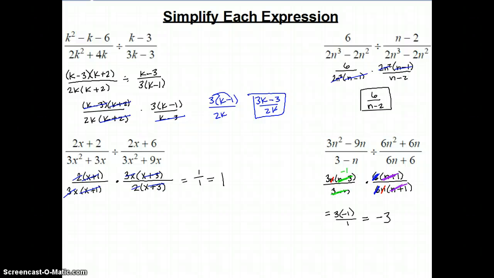First, you should have 6 over n minus 2. On the bottom left, everything canceled, leaving you with just a 1. And to the right, there was one factor that was opposite of the one on the denominator, so I reduced those to a negative 1, and everything else reduced to a 3, so I was left with negative 3.